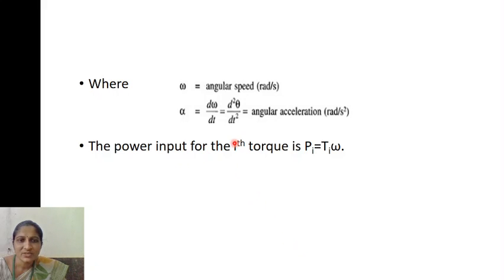where omega is the angular velocity, alpha is the change in the angular velocity, that is d omega by dt, which is d squared theta by dt squared. So alpha is the angular acceleration. From this, the power input for the ith torque is Ti equal to torque into angular velocity, where the torque is Ti and the angular velocity is omega. So this is the power input for the ith torque.